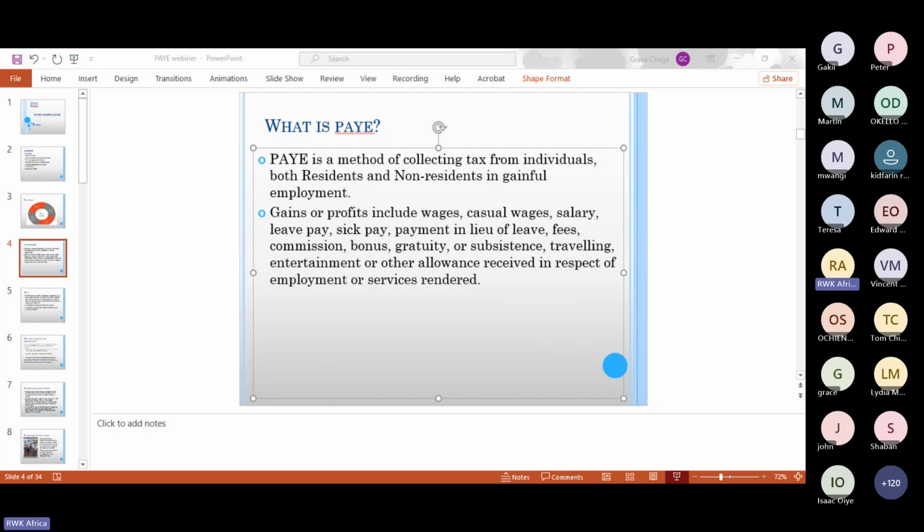So on the car benefits, if an employer grants an employee a car, a motor vehicle, for either personal use or official use, in the sense that you cannot differentiate personal use from official use, this benefit is chargeable to tax, and the rate of tax is the higher of the commissioner's prescribed value and 2% per month of the initial capital cost.